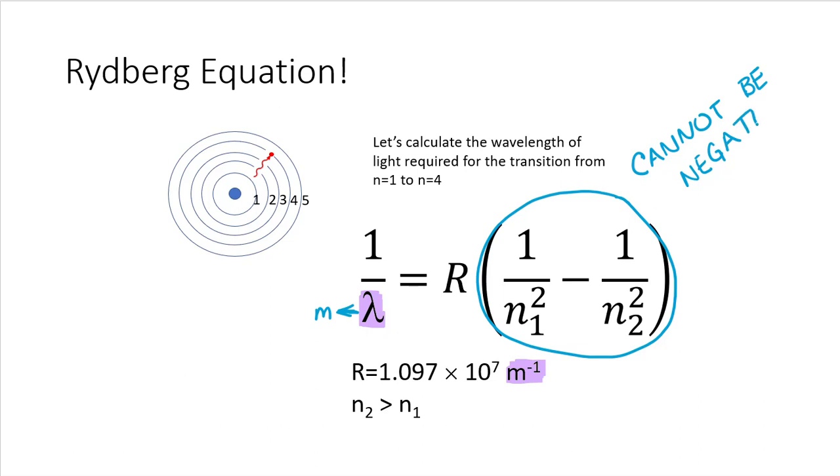You cannot have a negative wavelength. And so this term of our Rydberg equation can't be negative. In order to make sure this part of the equation can't be negative, n2 has to be greater than n1. Let me get in and solve the math for you, okay?